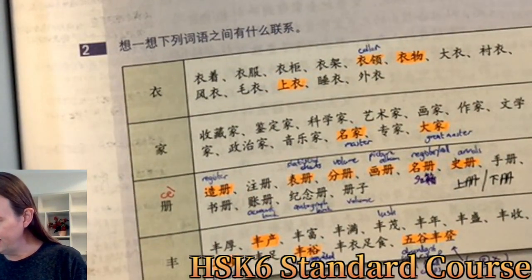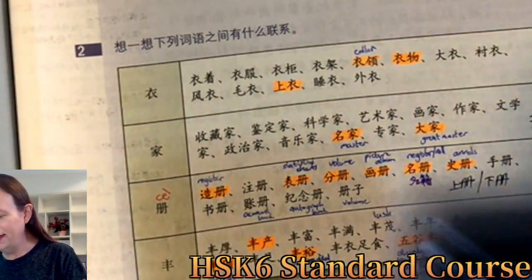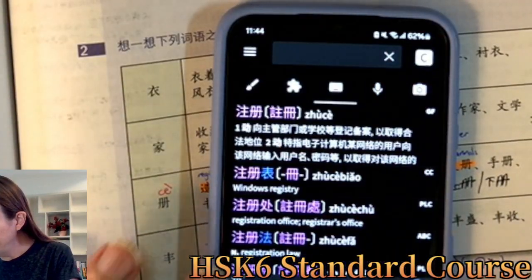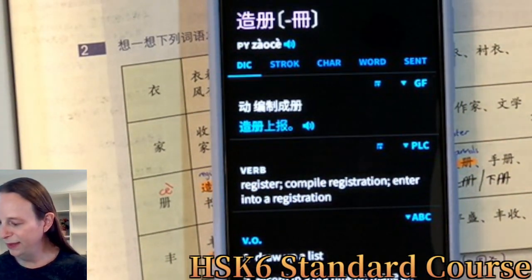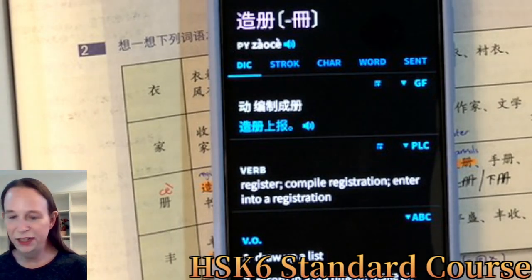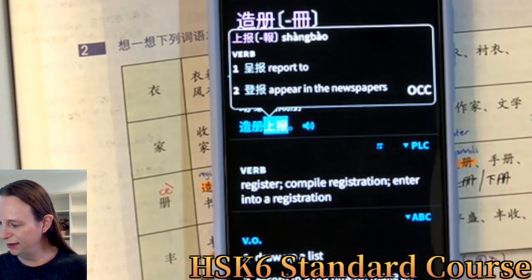造册. I don't recall ever seeing this word. Actually, most of them I don't recall ever seeing. 造册. Yeah, register, compile, registration, enter into registration. 造册上报 or 上报.